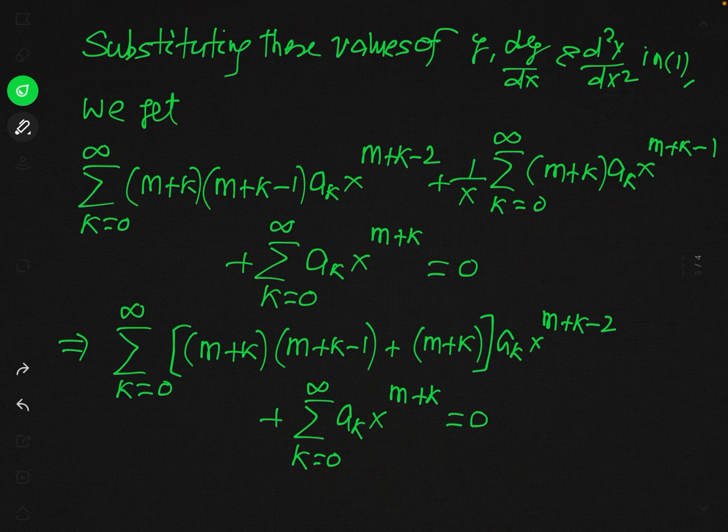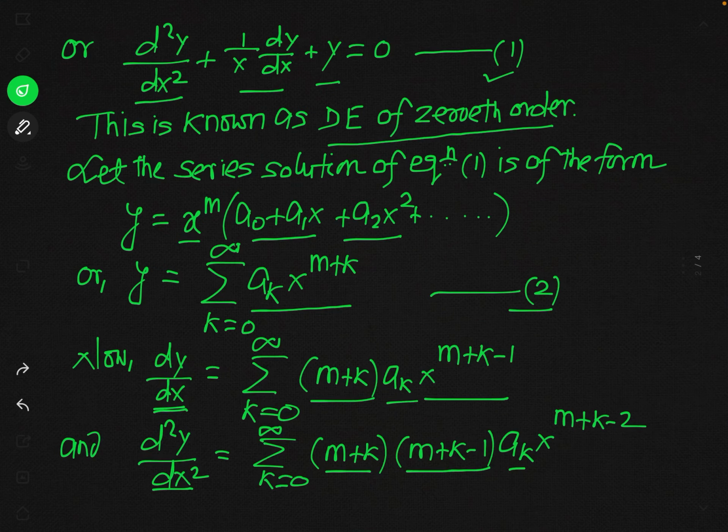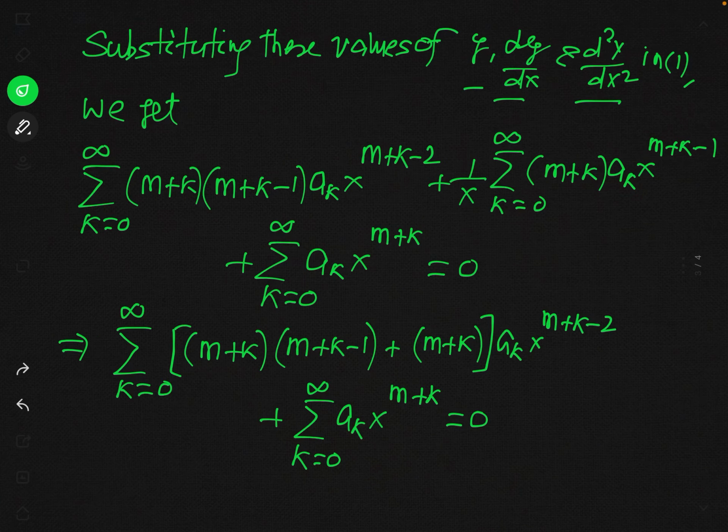Now let us substitute all these values of y, dy/dx and d²y/dx² in this equation 1. You have seen this equation 1 here, so let us put it. You can see in the first term there is d²y/dx², so instead of that we will substitute this value: summation over k from 0 to infinity (m+k)(m+k-1) a_k x^(m+k-2).